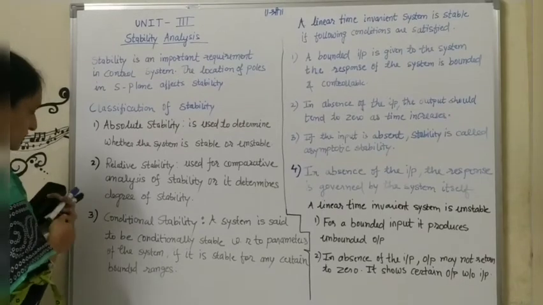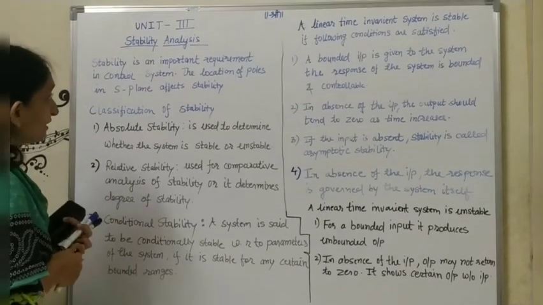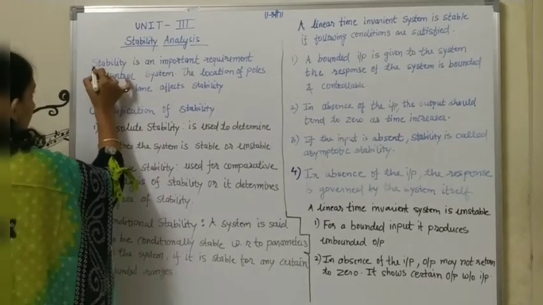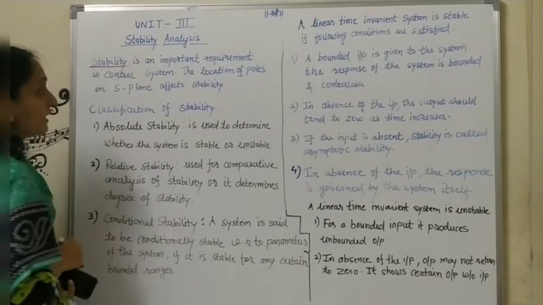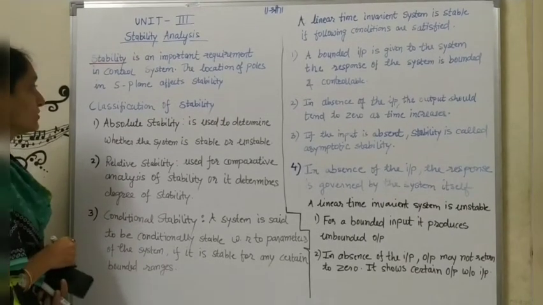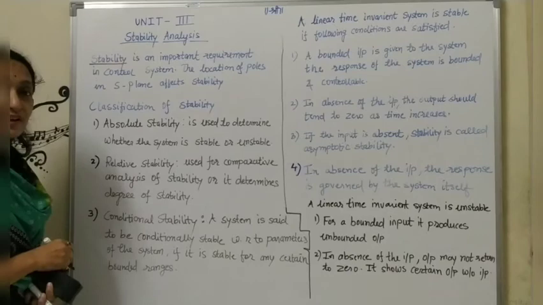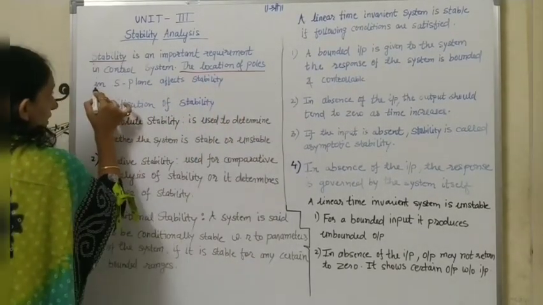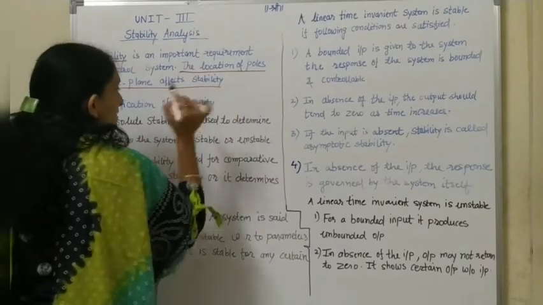So what is stability? Stability is an important requirement in control system. The location of poles in S-plane affects the stability. This is the important line.